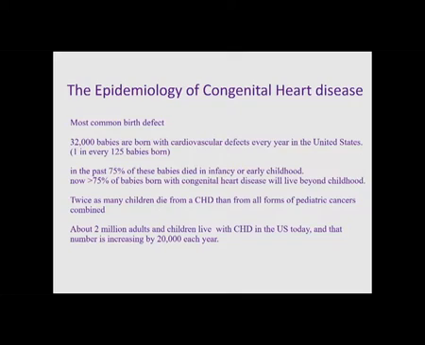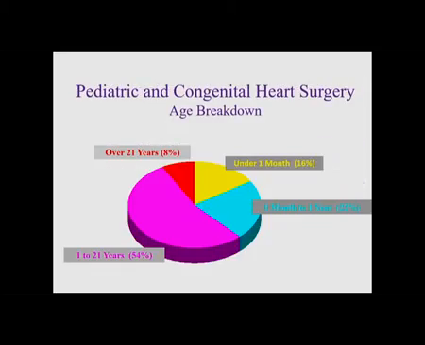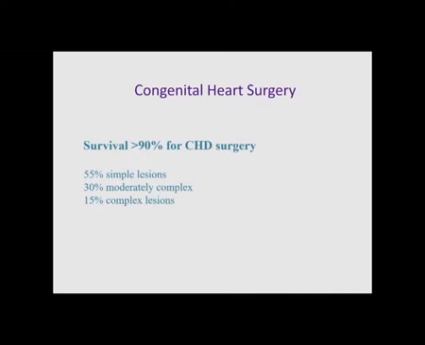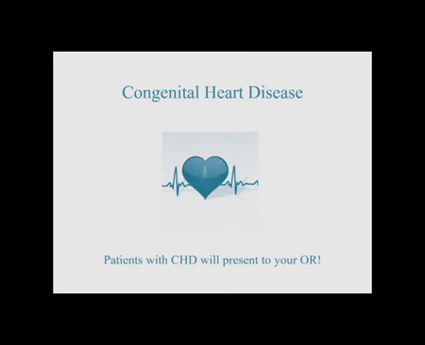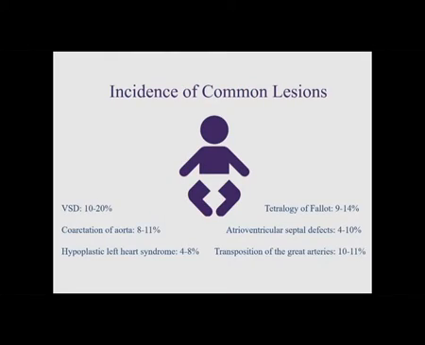So this you heard already this morning. There will be more and more patients coming to the general hospitals because now the survival rate of the surgery and the treatment for congenital heart disease has improved so much over time. Here you see a slide that shows the distribution of the ages of patients who have cardiac surgery. The survival rate, as you heard earlier, is over 90%, and the distribution of the lesions is about 55 for simple, 30 for moderate, and then 50 for complex lesions. And these patients will show up in your OR. Here are the most common lesions, VSD, coarctation, and this was mentioned before also.